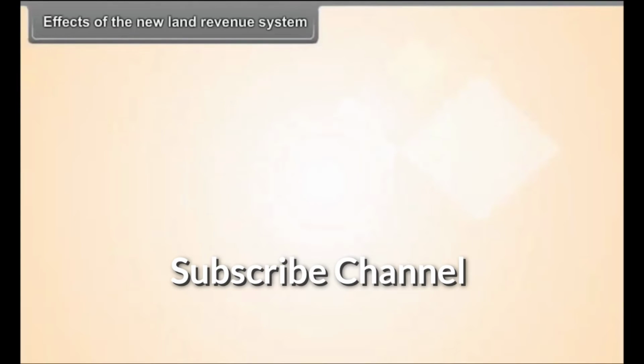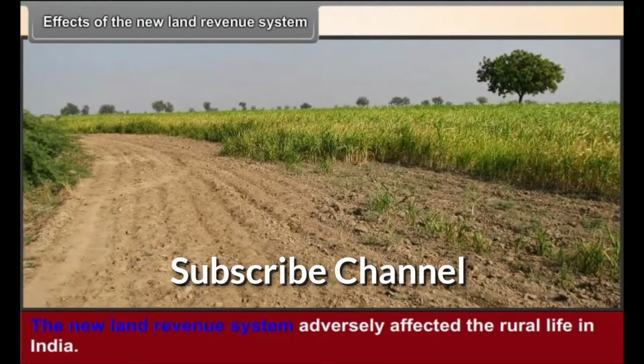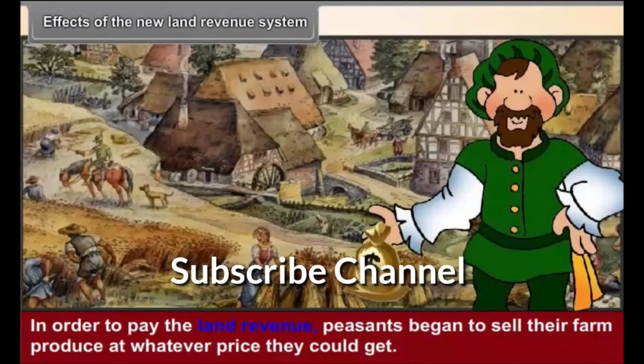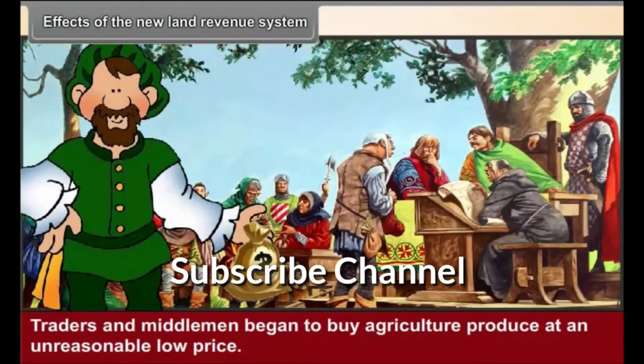Effects of the new land revenue system. The new land revenue system adversely affected the rural life in India. In order to pay the land revenue, peasants began to sell their farm produce at whatever price they could get. Traders and the middlemen began to buy agricultural produce at an unreasonably low price.